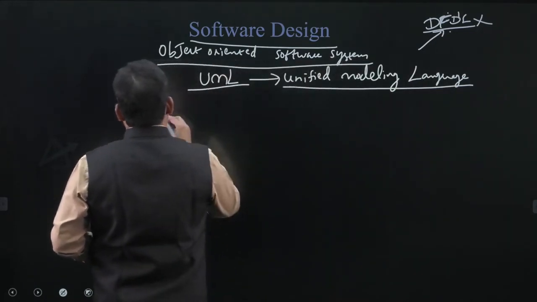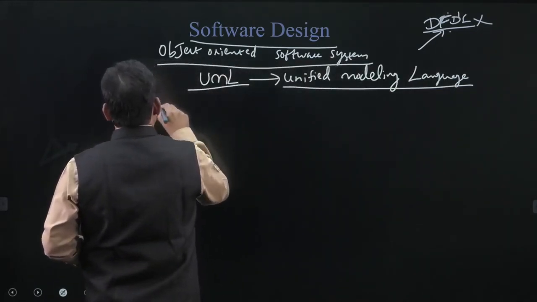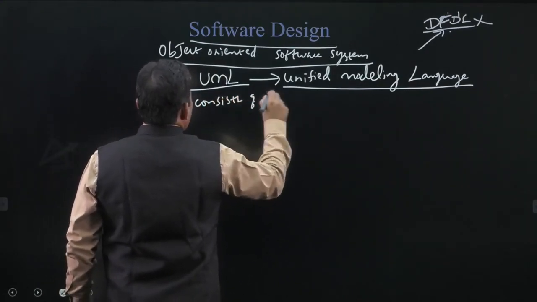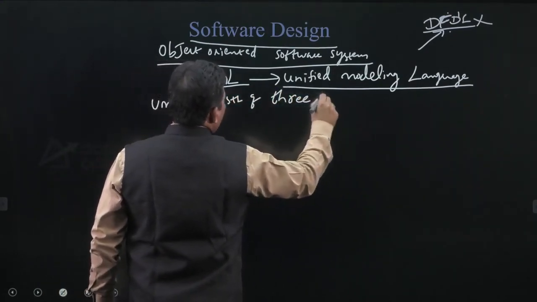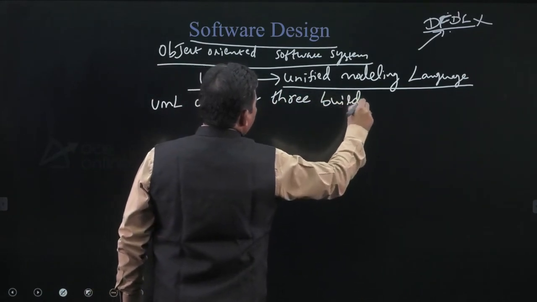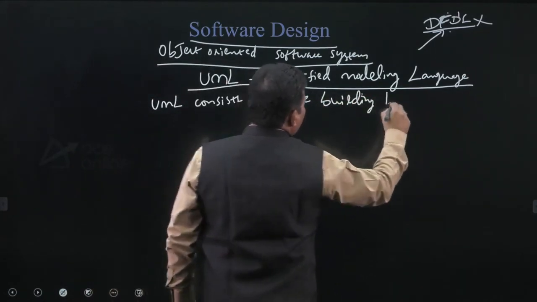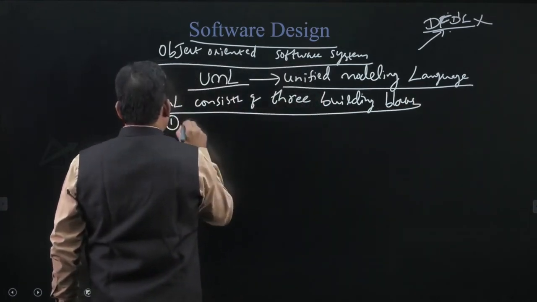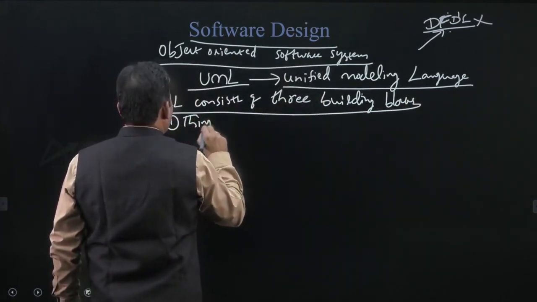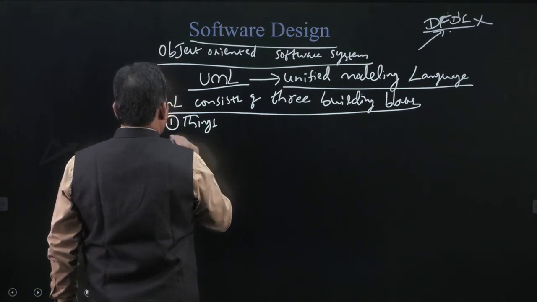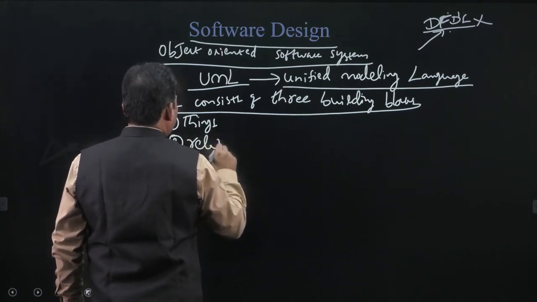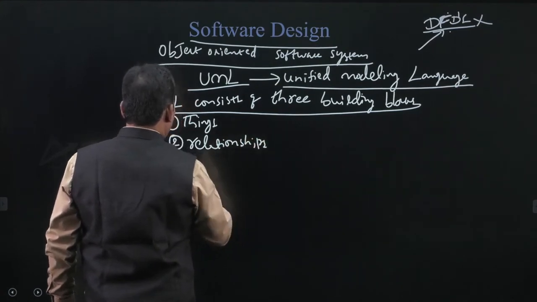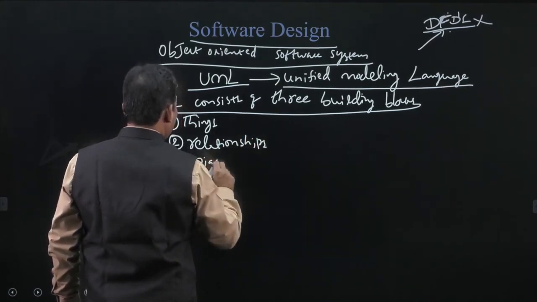UML consists of 3 building blocks. What are those 3 building blocks? Let's list them out. One is things. Second one is relationships. Third one is diagrams.